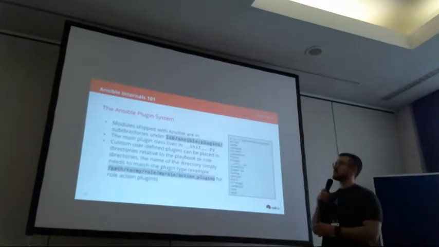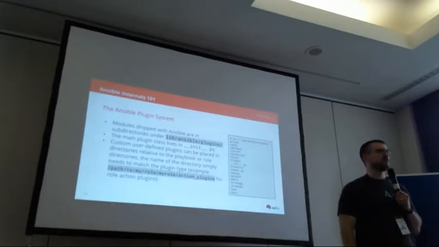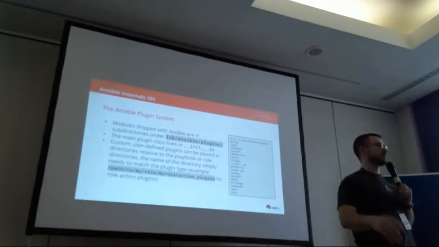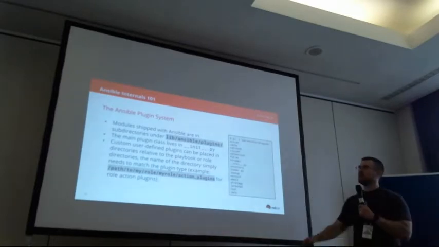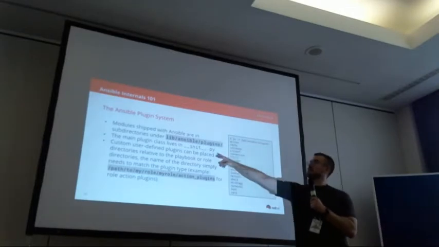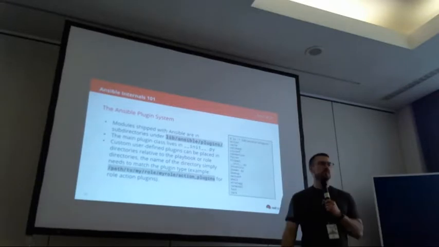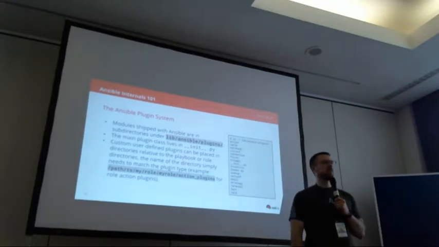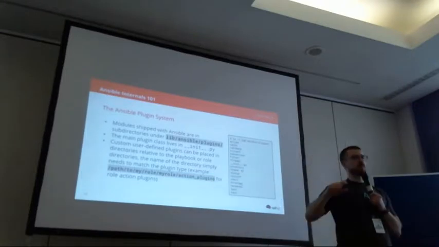Modules shipped in Ansible are in lib/ansible/plugins by default. That's going to be universal if you installed from an RPM or pip, or you extract a tarball and you're running from source. The main plugin class lives in the __init__ inside of that directory. And then you can do custom defined plugins through the type of plugin underscore plugins.